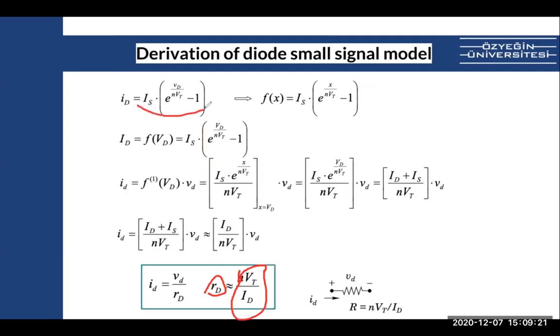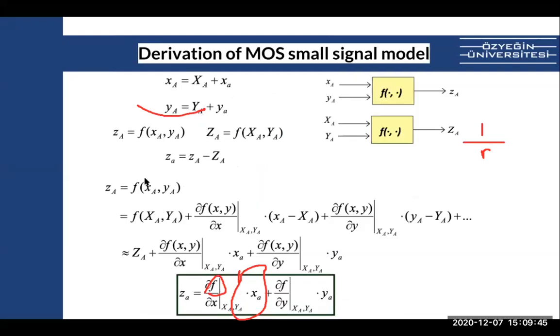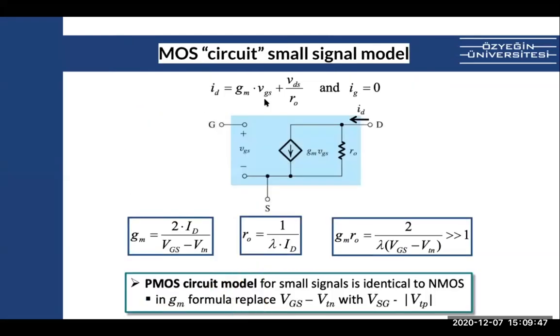This was the current. And when we take the derivative of that with respect to the voltage, we find the 1 over resistance. We find the slope, and then reversing that gives you the resistance. So if you look at the MOS, and if you want to derive the small signal model, we did a similar thing.